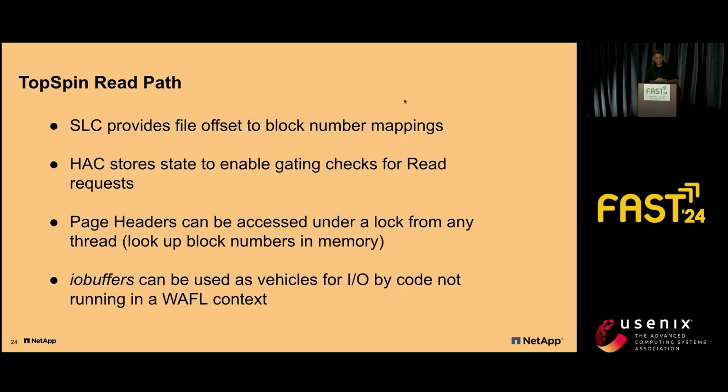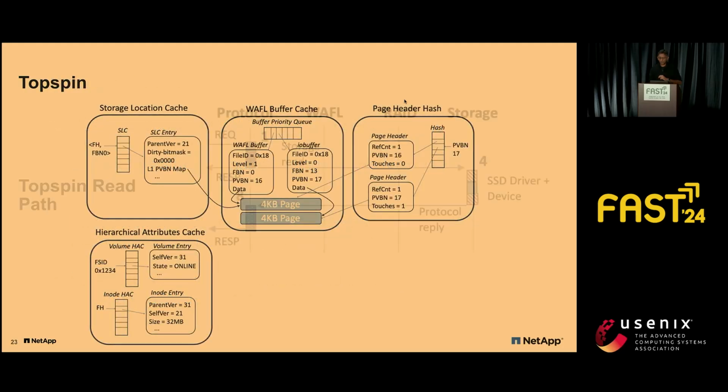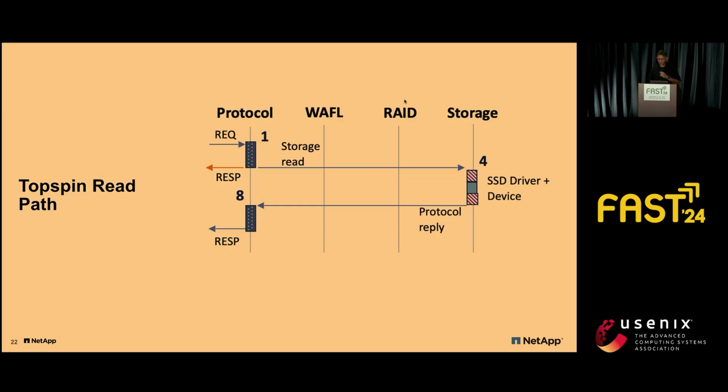Now take these two things, the storage location cache and a hierarchical attribute cache, and then take the two concepts from before. So we said there are page headers that can be accessed from anywhere because you have an MP-safe data structure and they carry validity of things that are in memory. And you have the concept of I/O buffers, which can be used as vehicles for I/O outside of Waffle. And so now you can write a read handler, which we did, that is able to look up block numbers, make sure that it's okay to process the read, look up memory to see if it's already there, and if it's not already there, do IOs to get the blocks in memory, and you're able to achieve a path something like this.